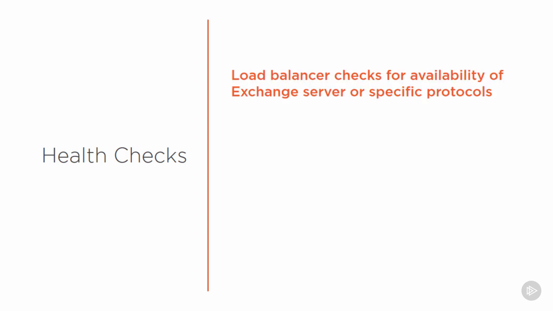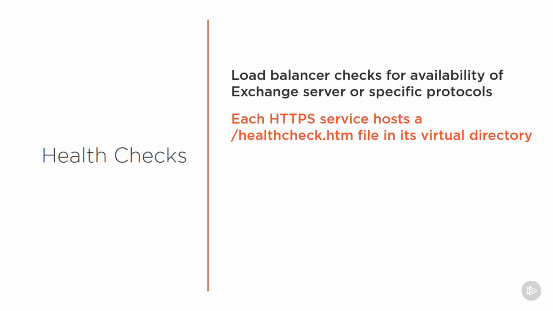Load balancers can perform health checks. So the load balancer can check for the availability of Exchange server or for specific protocols that the Exchange server is serving up to clients. Each of the HTTPS services, that's services such as Exchange Web Services and Outlook on the web, hosts a healthcheck.htm file in its virtual directory. Now, if you went looking on the file system in that virtual directory, you would not see that file. It's not a real file on the file system. Instead, it is generated by application code when a request is sent for that file.